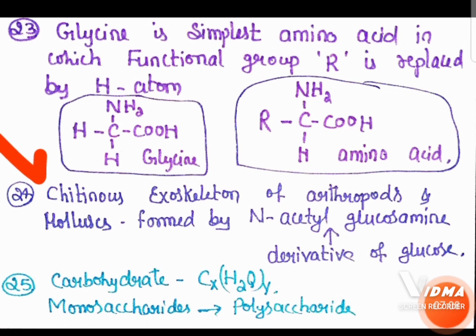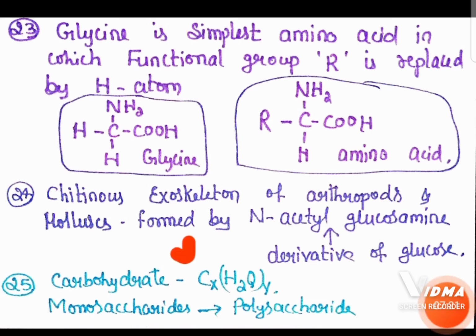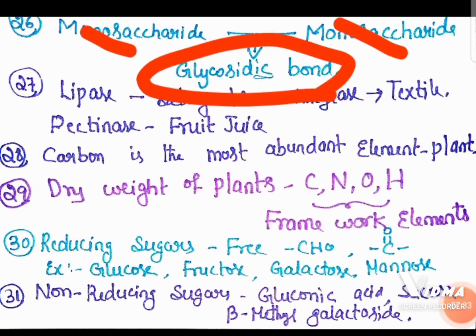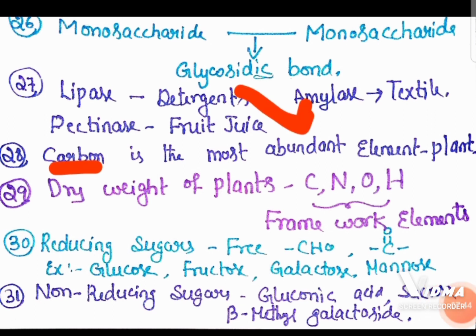And in arthropods and molluscans, the exoskeleton is made up of chitin, and that chitin is chemically made up of N-acetyl glucosamine. N-acetyl glucosamine is a derivative of glucose. So this is the general formula of carbohydrate, CxH2O times, and we know in carbohydrates monosaccharides form polysaccharides, and between two monosaccharides there is a bond called a glycosidic bond. Lipase enzyme is used in detergents, pectinase in fruit juice, amylase in the textile industry. Remember this.